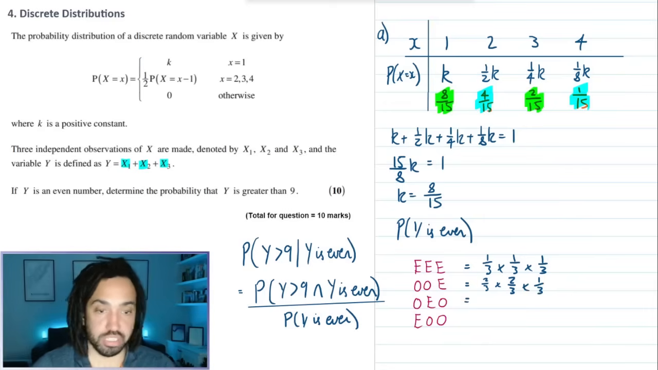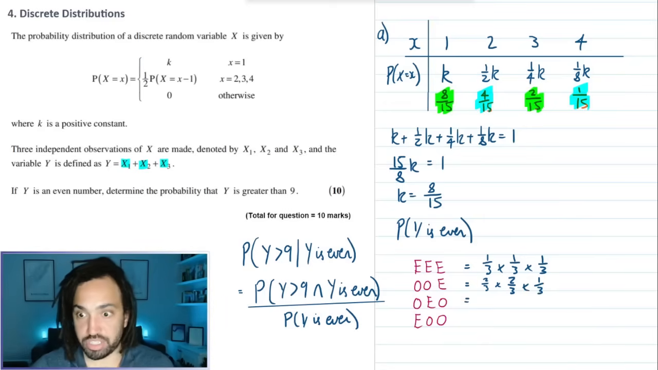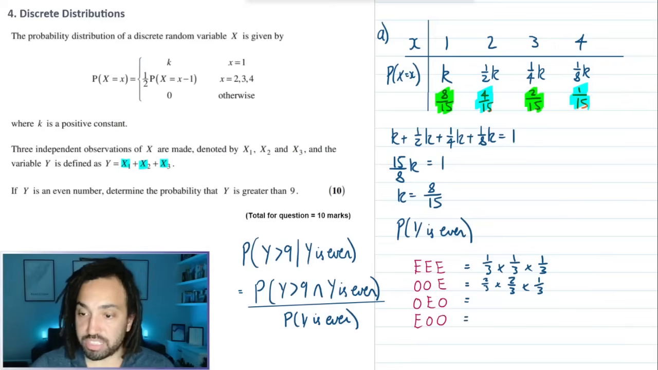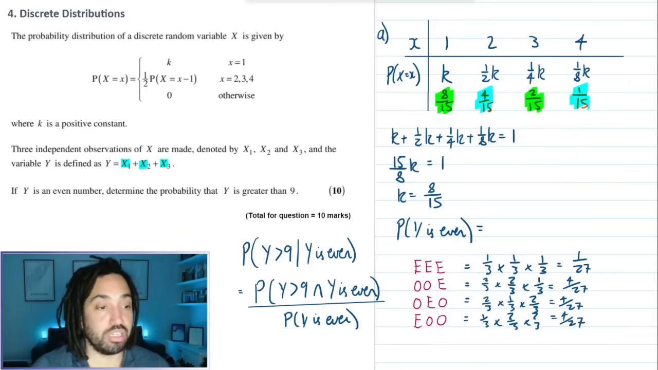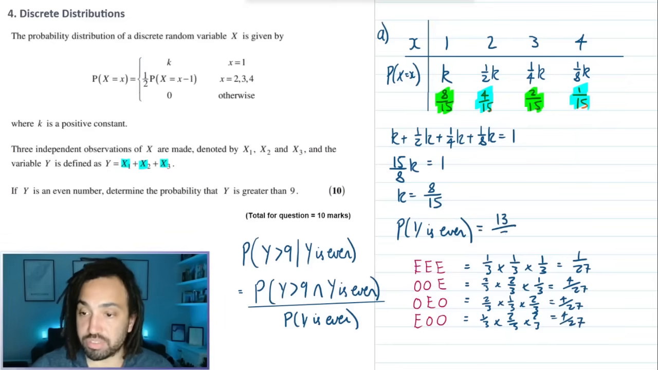What you'll notice is that because the probabilities don't change, they're independent, these 3 things down the bottom are going to be exactly the same, because there are basically just 3 ways of doing the same thing, which is 2 odds and 1 even. So this will be 2/3 times 1/3 times 2/3, and this one will be 1/3 times 2/3 times 2/3. So this one will be 1 over 27, and this one will be 4 over 27, but there will be 3 of them. So in total, the probability that y is even is going to be 13 over 27.